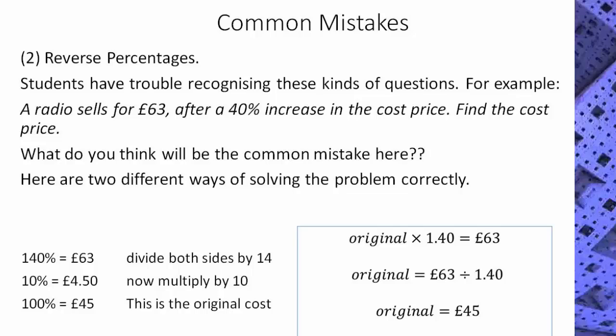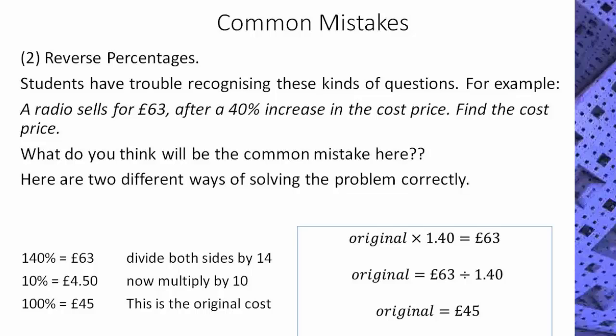Find the cost price. Now, I'm just going to ask you to pause the video for a second and ask yourself, what do you think the common mistake will be here? What do you think the student will do? Okay, I hope you've had a second to think about that. What most students do when they get this wrong, in fact I would say 99% of the time, the mistake they make is to find 40% of 63 and knock it off.